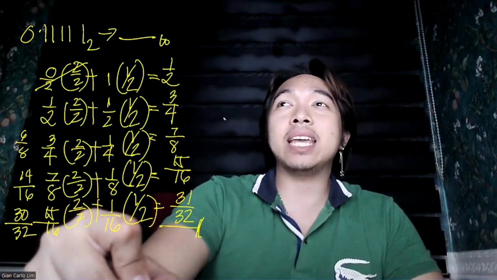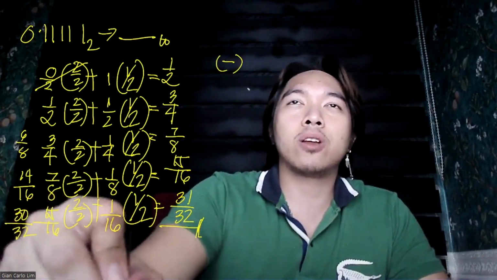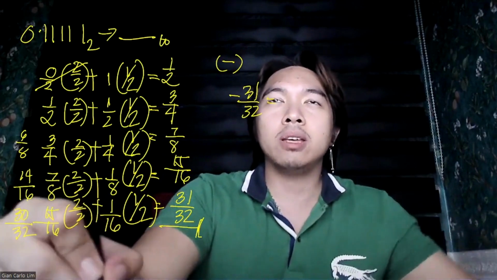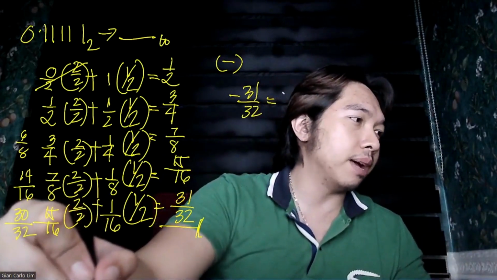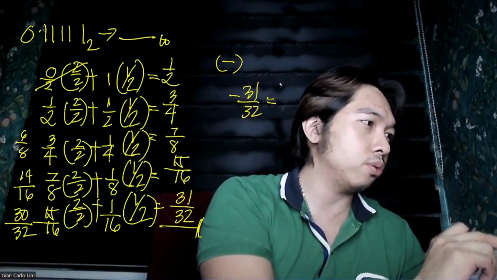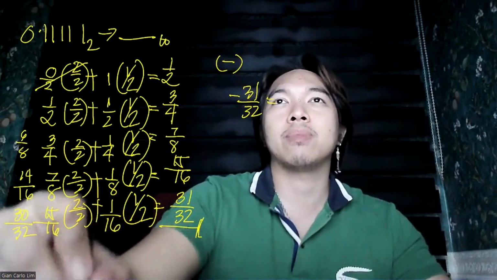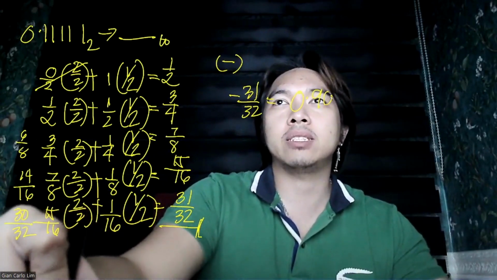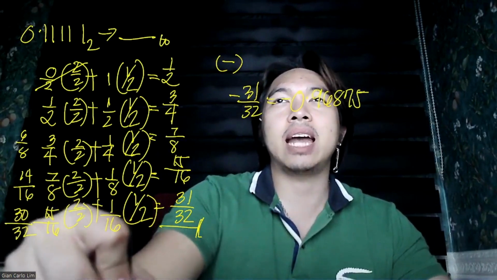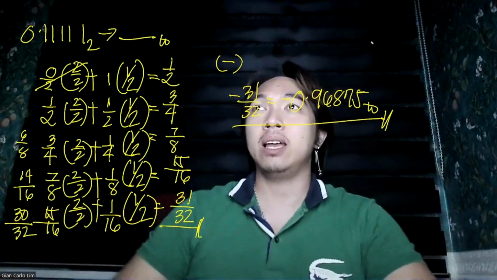Remember, ang sign niya ay negative. So therefore, don't forget the negative sign. Okay, so the answer is negative 31/32. Or, if that would be expanded into decimal, the decimal expansion niya, 31 divided by 32, is 0.96875. Negative 0.96875. Okay. And that is now the answer in base 10. And that is now the interpretation of the data.